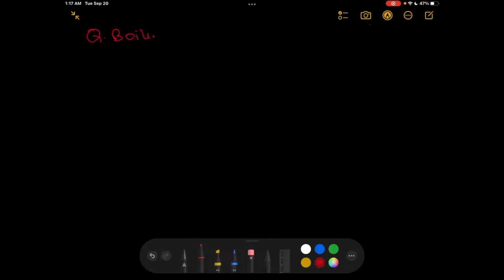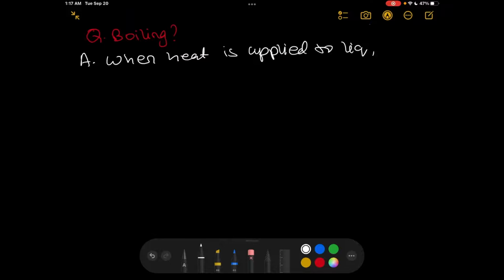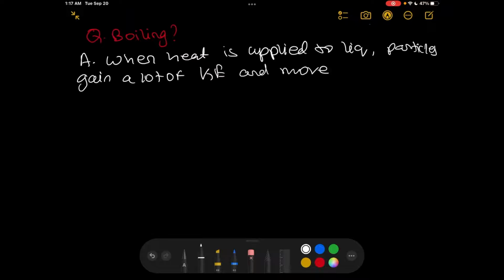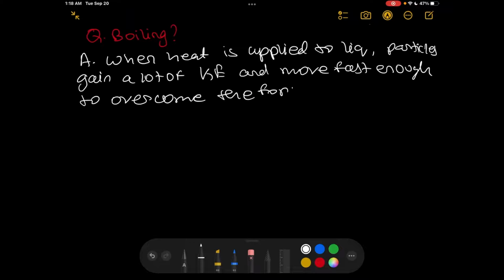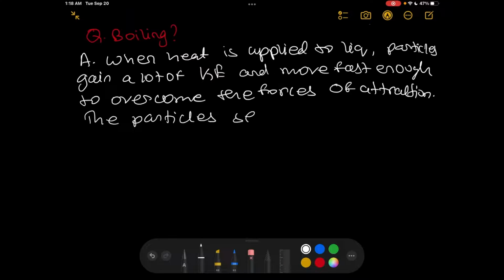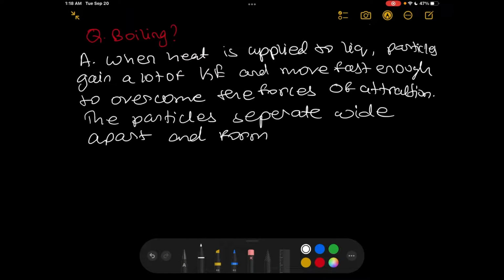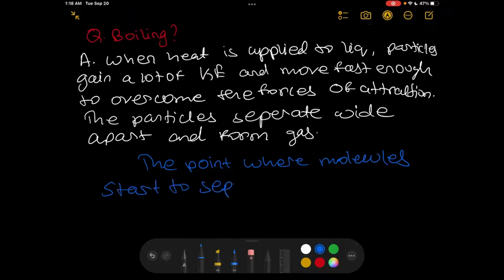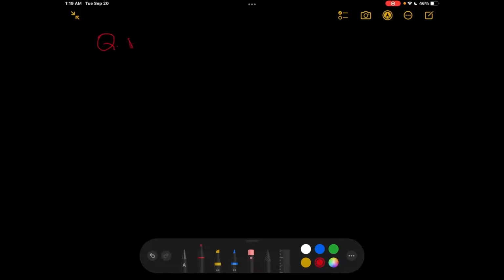Now, what do we mean by boiling? Like, what is boiling exactly? When heat is applied to a liquid, particles gain a lot of kinetic energy and move fast enough to overcome the forces of attraction between the molecules. The particles separate wide apart and form gas. The point where this occurs is known as the boiling point. For example, the boiling point of water is 100 degrees Celsius.